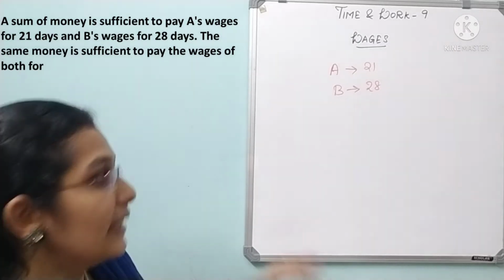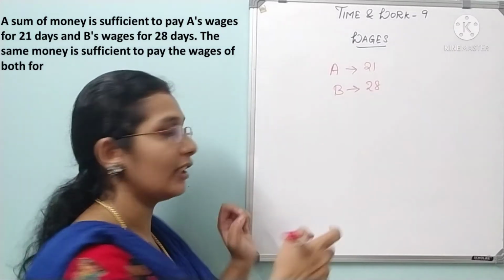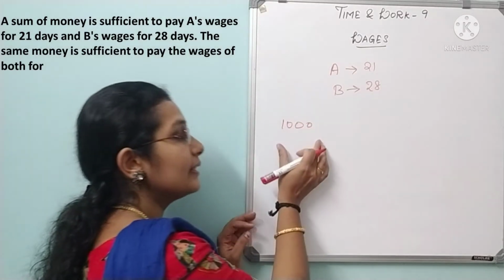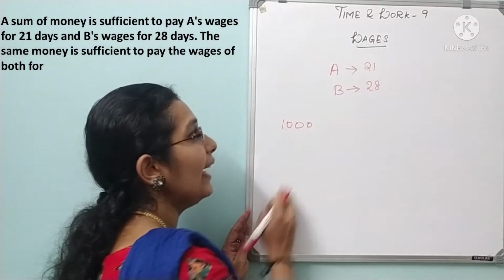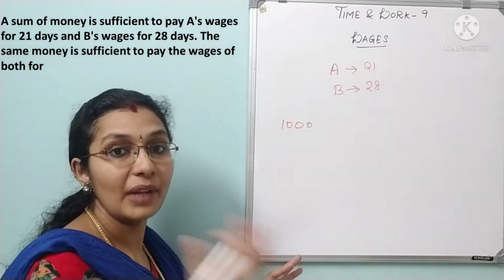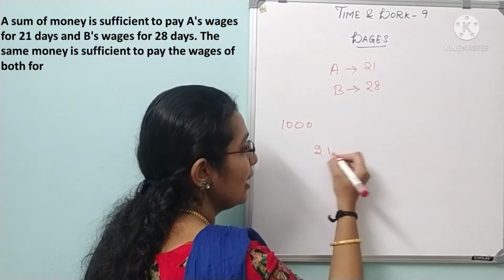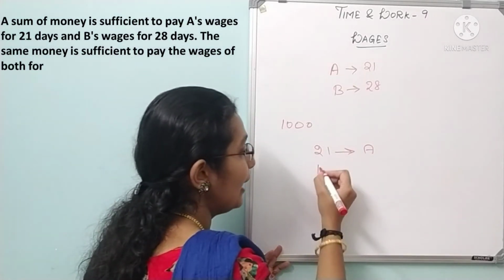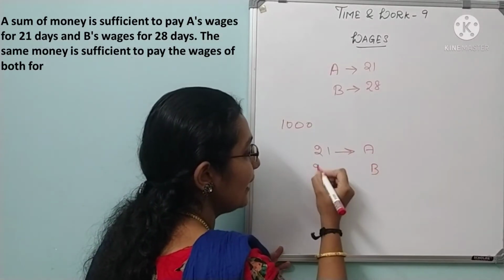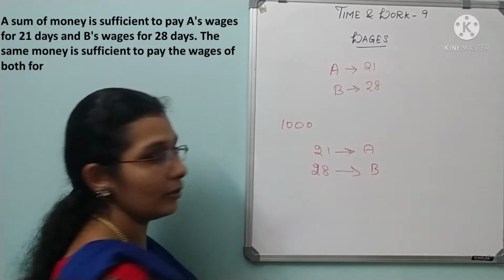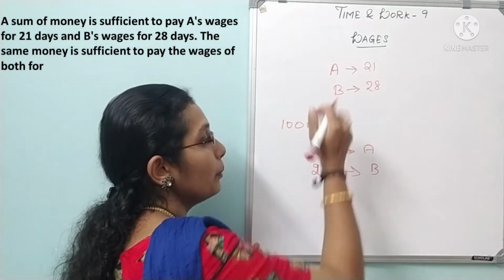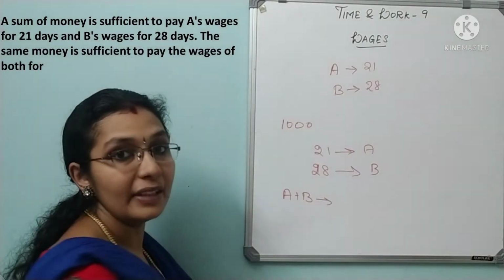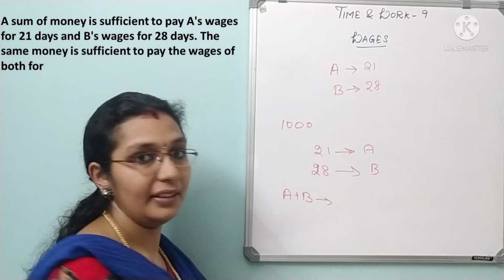So understand the question carefully. Consider an example: I have 1000 rupees, okay? With this 1000 rupees, I can pay A for 21 days. Similarly, for B, I can pay for 28 days using this 1000 rupees. Now I am paying both A and B. So for how many days will this 1000 rupees be sufficient, they are asking.